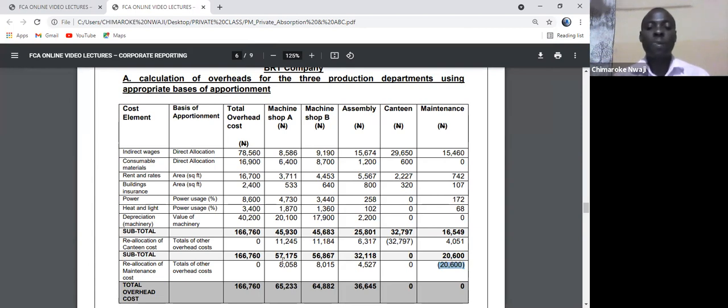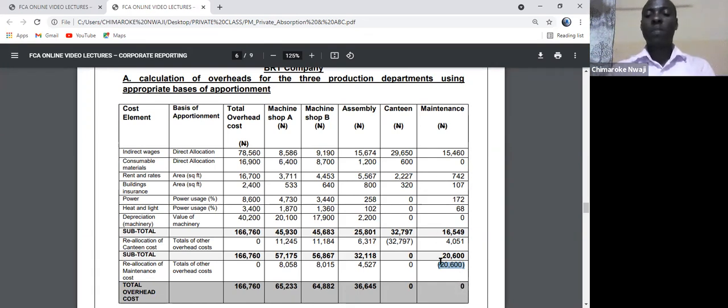So what do you do? 57,175 divided by 146,160 multiplied by 20,600, you have 8,058. So when you do that, that is how you do it for machine B and assembly.